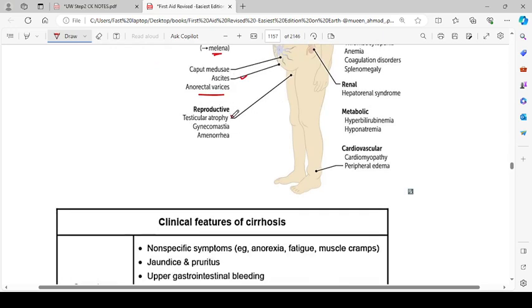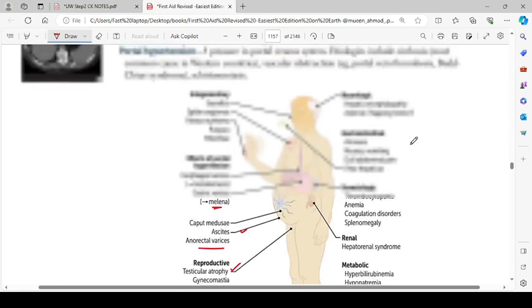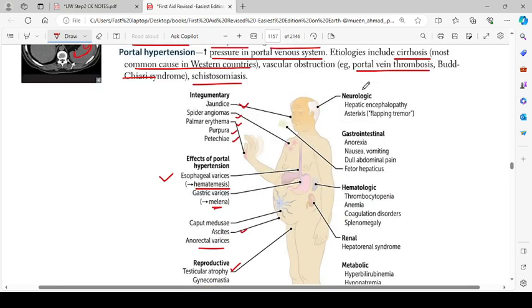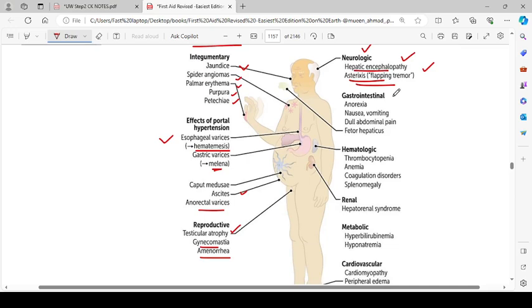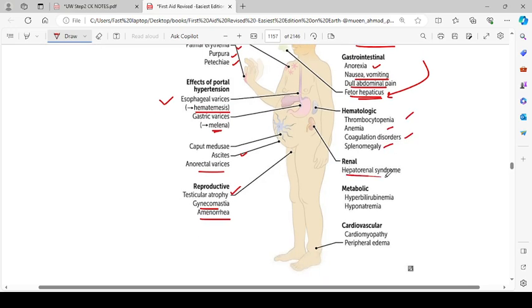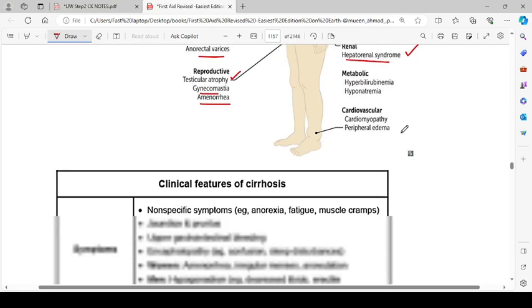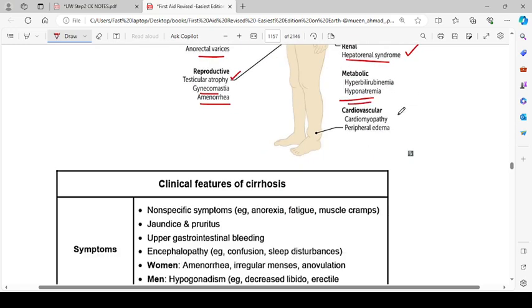The reproductive system will have testicular atrophy, gynecomastia, and amenorrhea. Then in the nervous system, there will be hepatic encephalopathy, and asterixis, like clapping tremors, will be present. The gastrointestinal manifestations include anorexia, nausea, vomiting, dull abdominal pain, and fetor hepaticus, that is, foul-smelling breath. Then hematologic manifestations include thrombocytopenia, anemia, coagulation disorder, and splenomegaly. The renal manifestation is hepatorenal syndrome. Metabolic problems include hyperbilirubinemia and hyponatremia, and the cardiovascular problems include cardiomyopathy and peripheral edema.